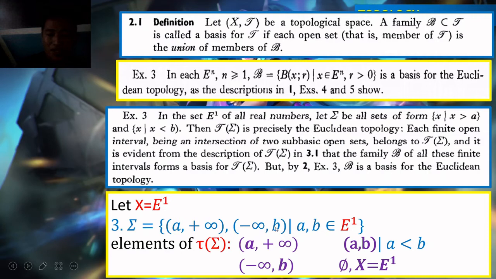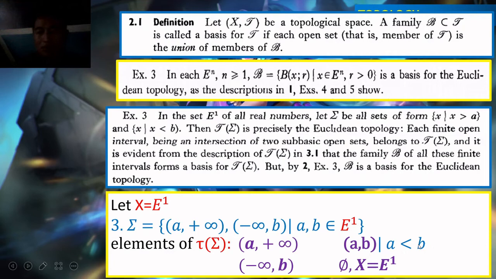Okay, these are the elements of sigma, such that a and b are elements of E1. Now, what are the elements of tau sigma? Then the tau sigma is precisely the Euclidean topology. Okay, it is the Euclidean topology. Right? Yes. Because if we take the intersection of a to positive infinity and negative infinity to b, the intersection is just equal to the open interval (a, b), given that a is less than b.